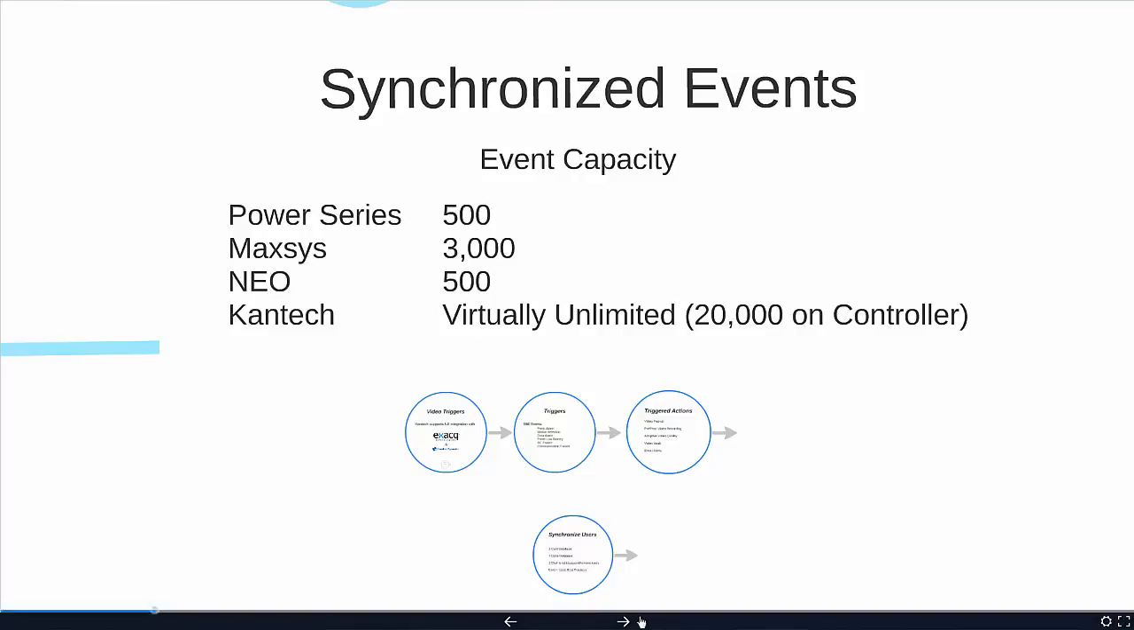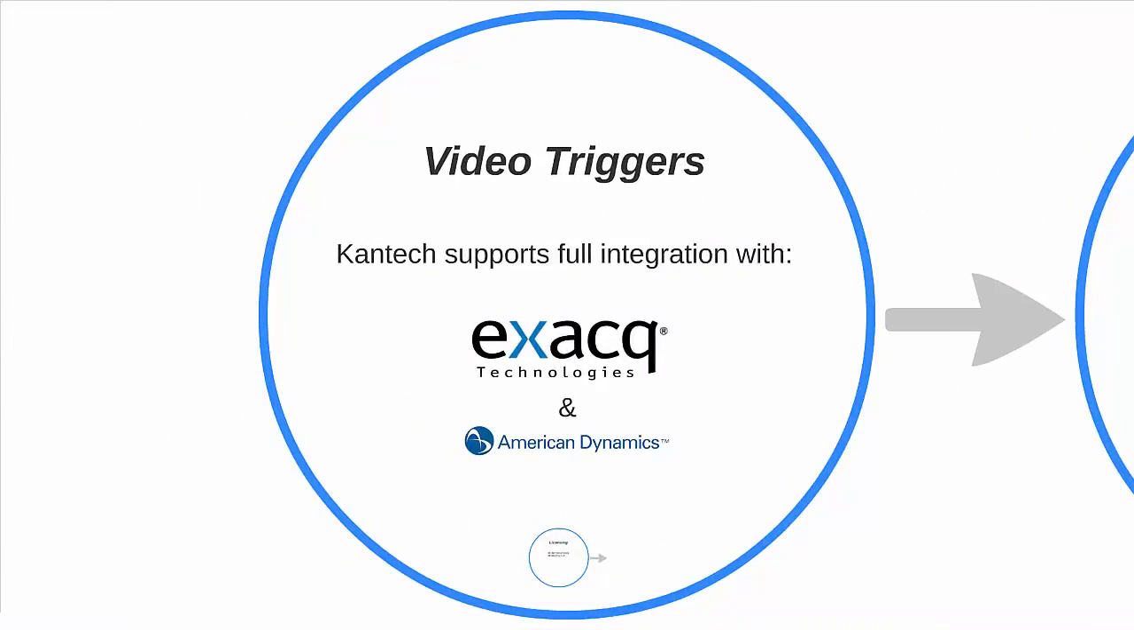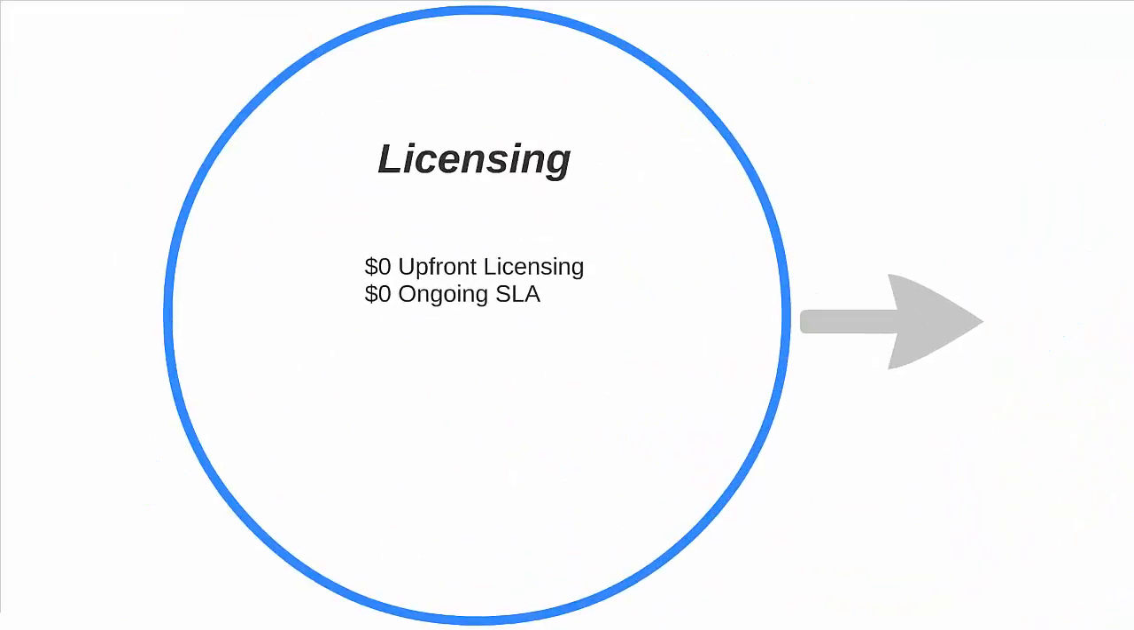A lot of those triggers focus on video integration. So just to highlight, if you didn't watch our first module, Cantech supports full integration with Exact and American Dynamics. Not only does it support full integration, but it also does that at zero charge, zero upfront licensing for Exact integration, and zero ongoing SLA software licensing agreements with Exact or American Dynamics. So a customer can have a fully integrated system with DSC and on the video side Exact or AD, and it doesn't cost them anything in addition to make that integration happen.